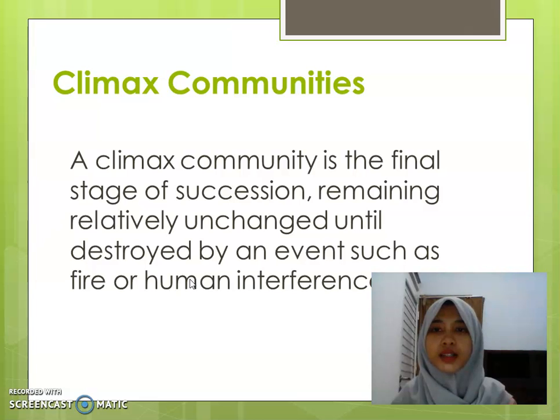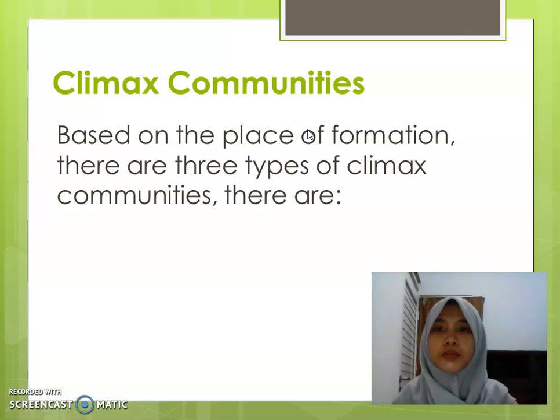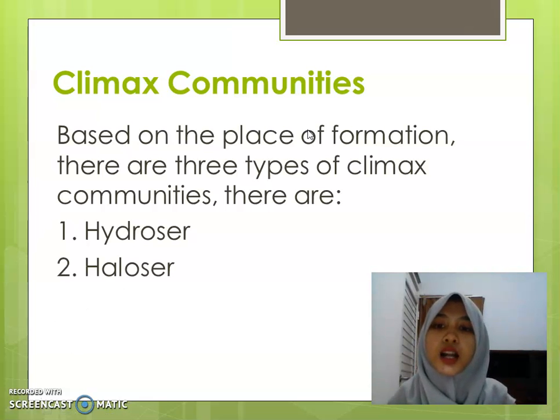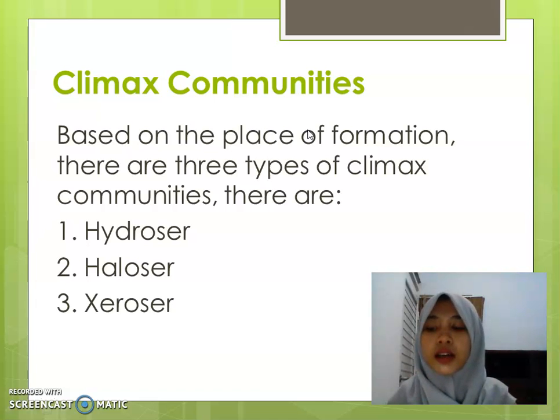And then the next one is, based on the place of formation, there are three types of climax communities. There is hydrocere. Hydrocere is a succession formed in a freshwater ecosystem. And then the second is halocere. Halocere is a succession formed in a brackish water ecosystem. And then the last is serocere. Serocere is a succession that is formed in a desert area.